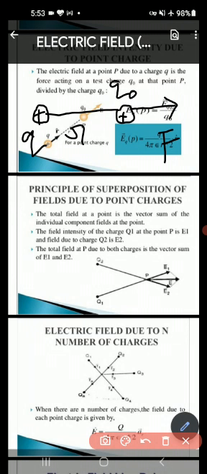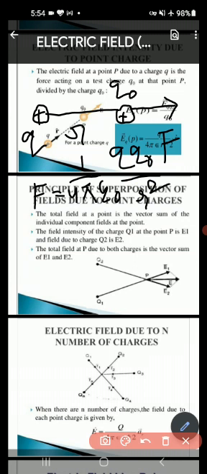Now by Coulomb's law, we get the magnitude of force F. That force F is equal to 1 by 4 pi epsilon naught, Q Q naught by r square. This is the magnitude of force exerted by the source charge on the test charge. And since source charge and test charge both are positive charges, the force exerted is repulsive in nature.